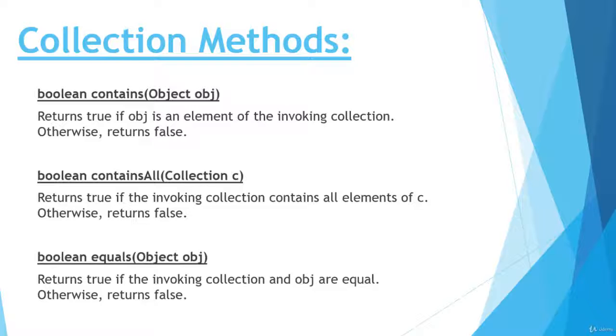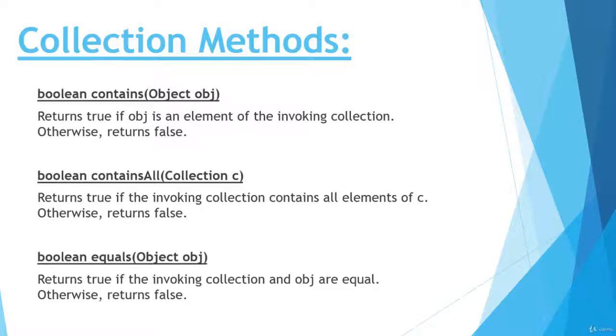Next, we have the containsAll method. This is also a Boolean type method, and it also takes a collection. Returns true if the invoking collection contains all the elements of C, otherwise returns false. Again, we have two collections, and it checks that all the elements of collection C are present in the collection through which we are invoking this method. So if all elements are present, we get true, otherwise we get false.